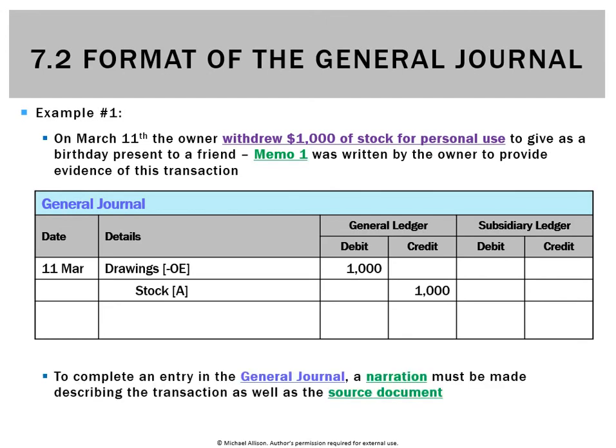We'd also need to do what's called a narration in the general journal, and what we do there is we give a description of the transaction. So in this case, owner withdrew stock for personal use, and most importantly we put the name of the document or the number of the document, which in this case is Memo 1.